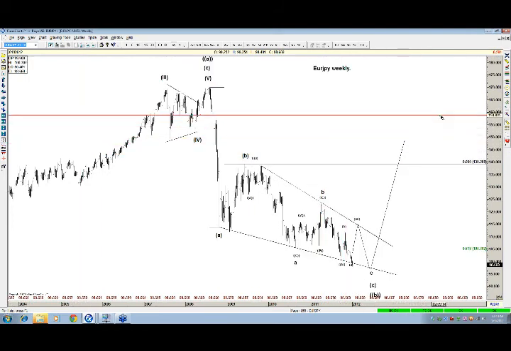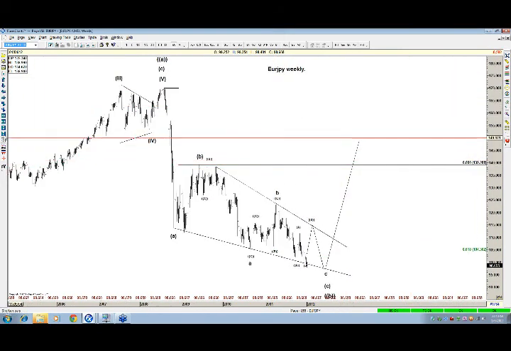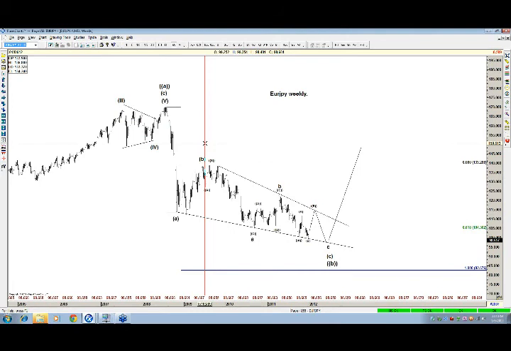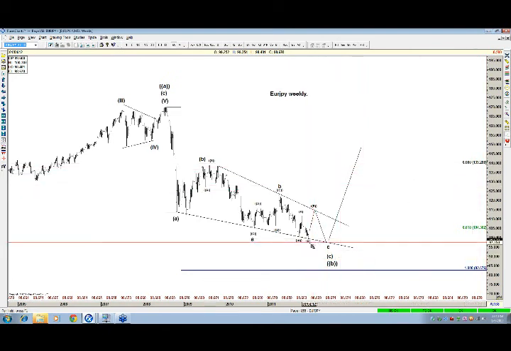This is what I have. I think that is ending. This is the weekly. I got an A, the B. This was a 3. Then I'm expecting 3 waves here, around the trend lines. I agree with you on that side.